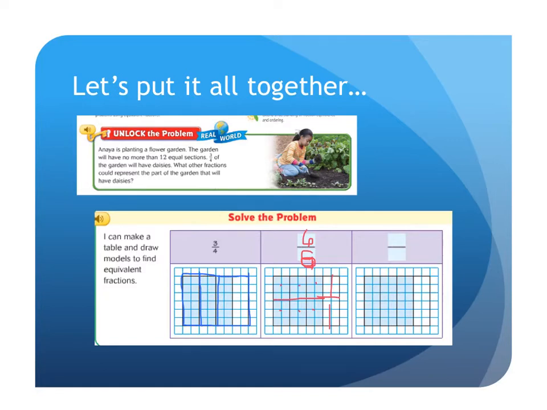I can look at another example. Instead of drawing the line here, I might say, I can make it equivalent this way. Now I have 1, 2, 3, 4, 5, 6, 7, 8, 9 that are daisies, and 12 possible sections. Even though I could continue making different fractions, I'm going to stop here because 12 is the most amount of sections that she's going to have in her garden. So it wouldn't make sense to continue creating equivalent fractions that have a larger denominator.